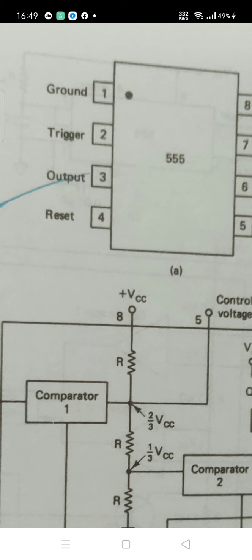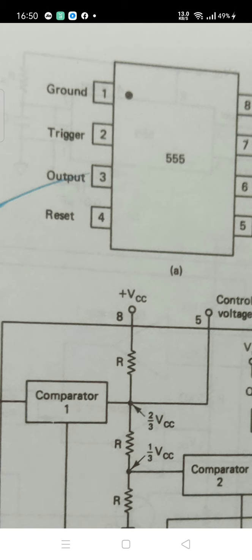And pin number 3 is the output. So there are two ways the load can be connected to the output terminal, either between pin 3 and ground pin 1, or pin 3 and supply voltage VCC. Okay. Then pin number 4 is reset. The 555 timer can be reset or disabled.